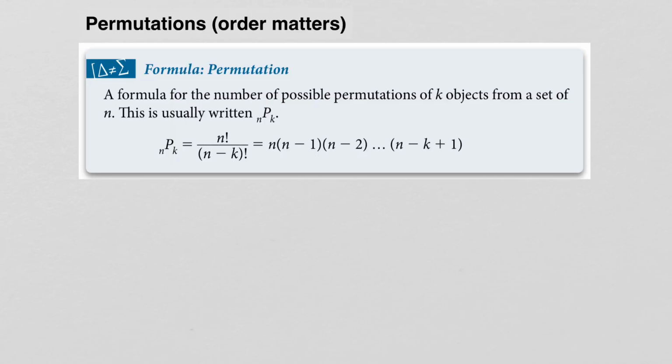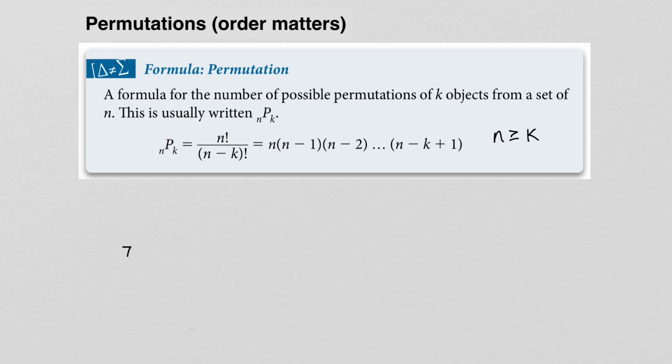Now let's go ahead and give the formal definition for a permutation. So the formula for the number of possible permutations of k objects from a set of n objects is usually written nPk. Now keep in mind that n has to be greater than or equal to k. All right, so n is the total number of objects in the set. k is the number that you want to take and put in order. So the formula is nPk, or the permutation of n objects, taking k of them, is n factorial divided by n minus k factorial. Now, there's a formula here, but I do not recommend using this formula. This can be really confusing. So instead, let me just give you an example.